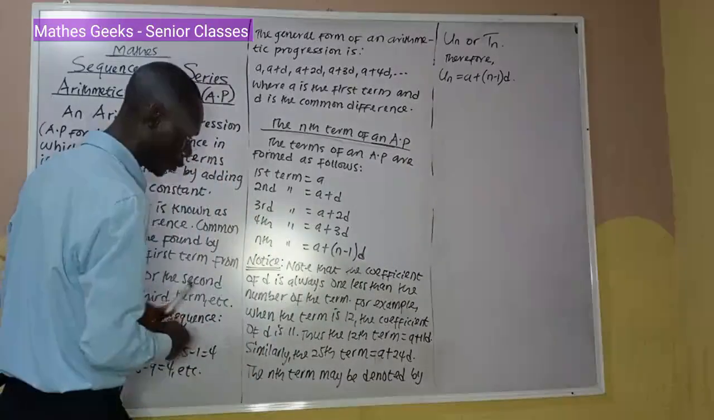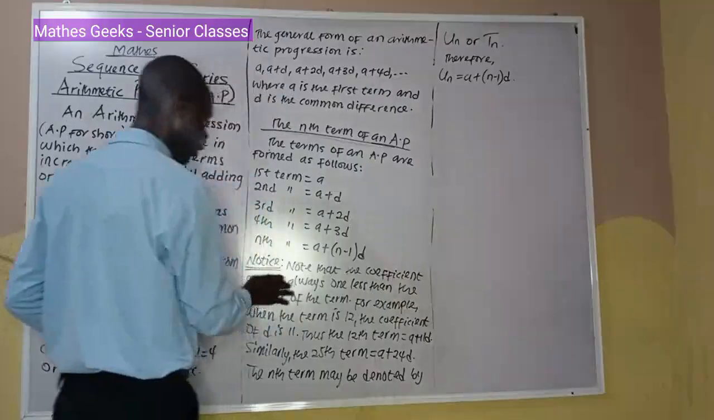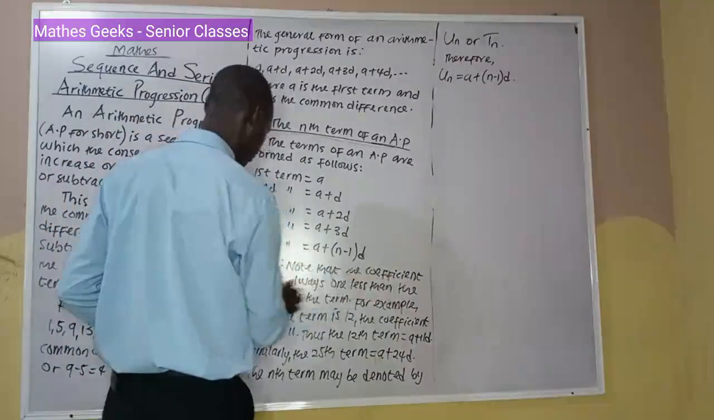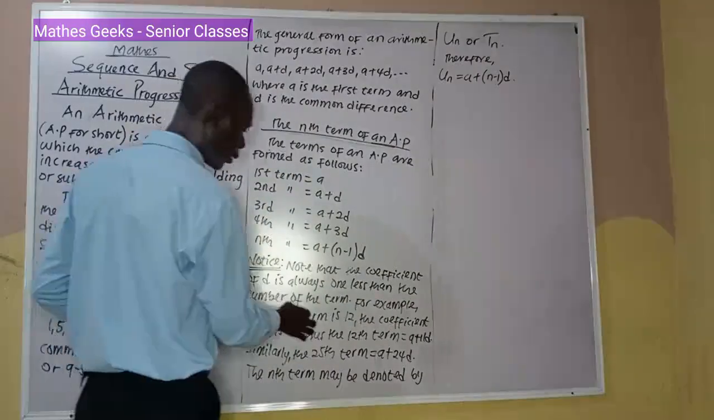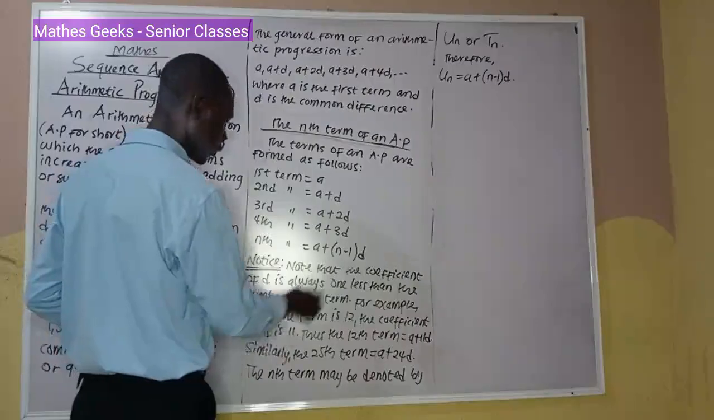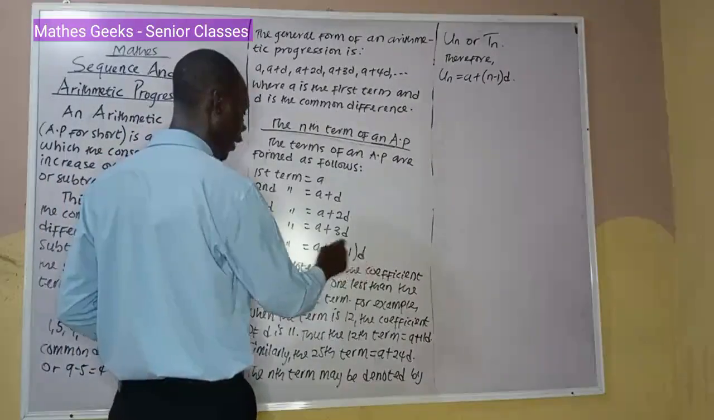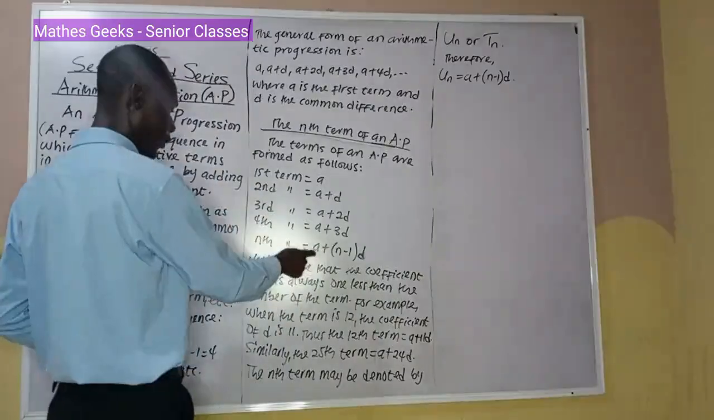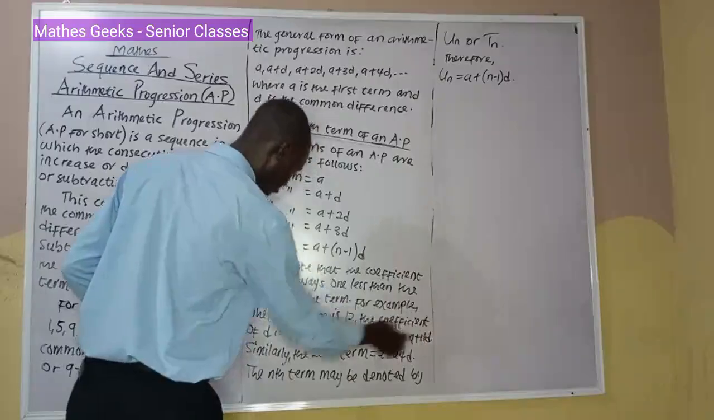So that's what this part is saying. Note that the coefficient of D is always 1 less than the number of the term. For example, when the term is 12, the coefficient of D is 11. So if you put it here, 12 minus 1 will be 11. So 11 times D will be 11D. And then you put your first term A. You solve and get your answer. Thus, the 12th term is A plus 11D.